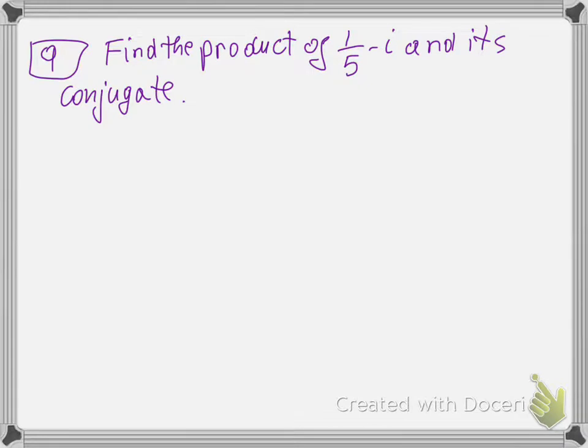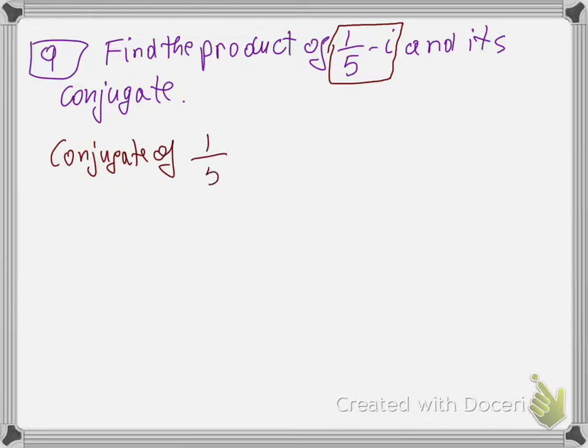In this exercise, we're asked to find the product of 1/5 minus i and its conjugate. So the conjugate of 1/5 minus i is 1/5 plus i. So now we're going to multiply. Product is a multiplication operation.